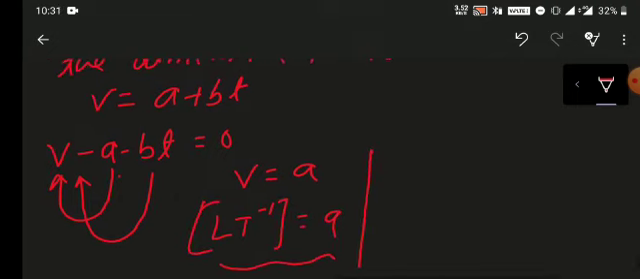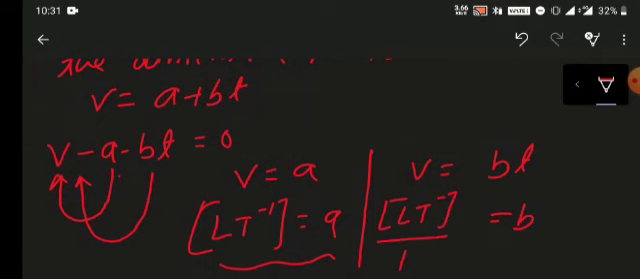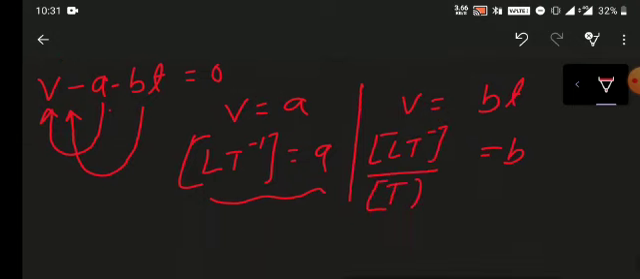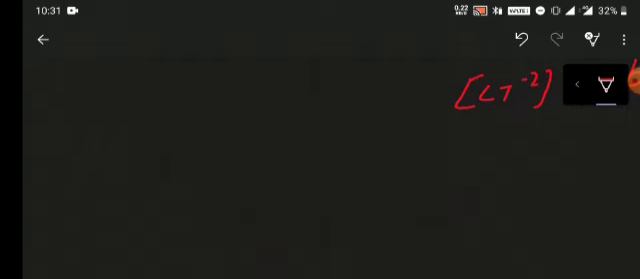Now the second term bt, compare bt with the velocity. So what will b be? We know that this is L T minus 1 and time has a dimension of T. So the dimension of b is equal to L T minus 2. This is your final answer for the dimension of b. Have you understood the point? I think this is a very easy thing. Let's understand with one more example.